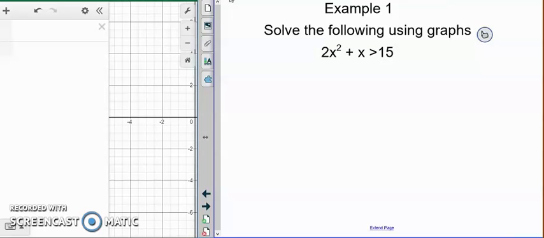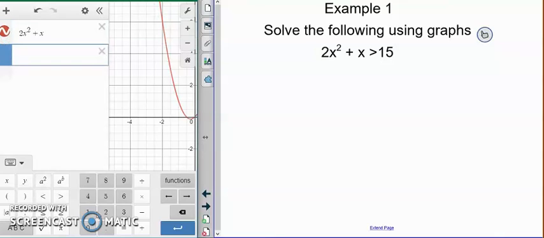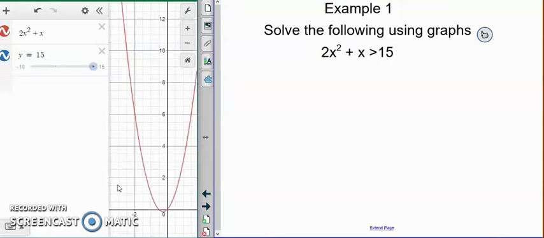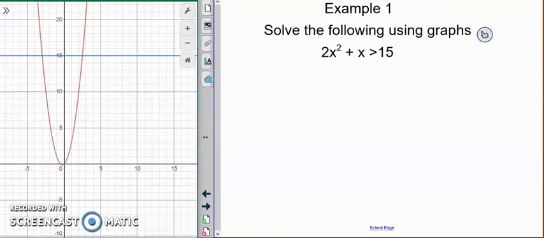So with this, I'm going to show you two ways that we can do this. So first off, I'm going to put the equation into Desmos. I'm going to put the first equation in, the 2x squared plus x in here. But then I'm also going to put the second equation, which is y equals 15. All right, so with this, where's my y equals 15? I'm not there yet. Let's pull you up. There we go.